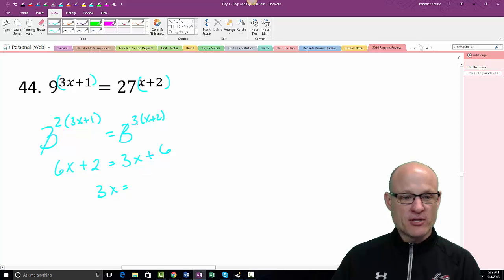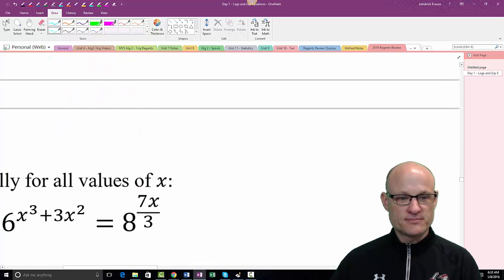Got to stop skipping steps. We're subtracting 2. So 4, or x equals 4/3. I'm glad I'm catching my mistakes. Normally I don't. Are they getting harder now?